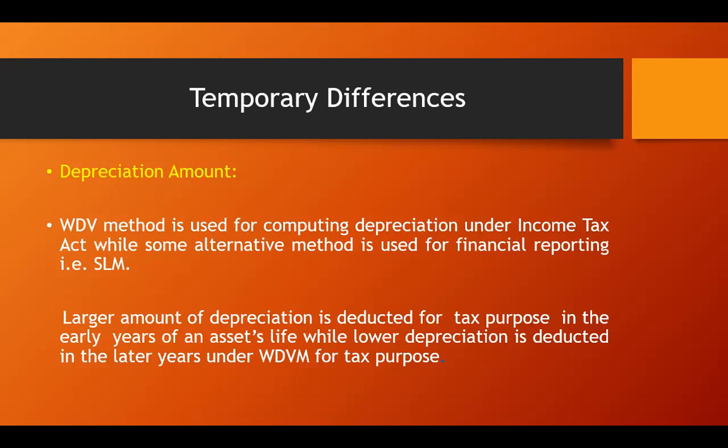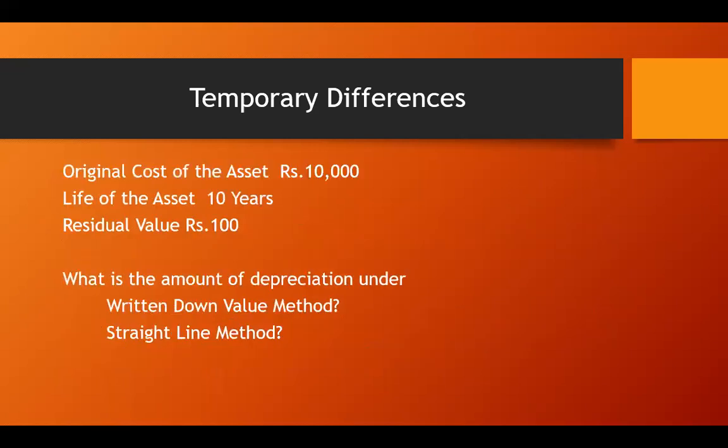The WDV method is used for computing depreciation under the Income Tax Act, while some alternative method is used for financial reporting, maybe the straight line method. A larger amount of depreciation is deducted for tax purposes in the early years of an asset's life, while lower depreciation is deducted in the later years under the WDV method. All of you are familiar with the WDV method, wherein we give more depreciation in the initial years of the asset life. When the asset life reaches its end, we give less amount. Whereas in the straight line method, we give the same amount of depreciation throughout the life of the asset.